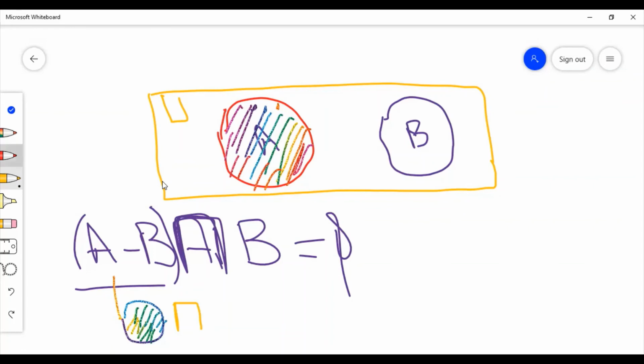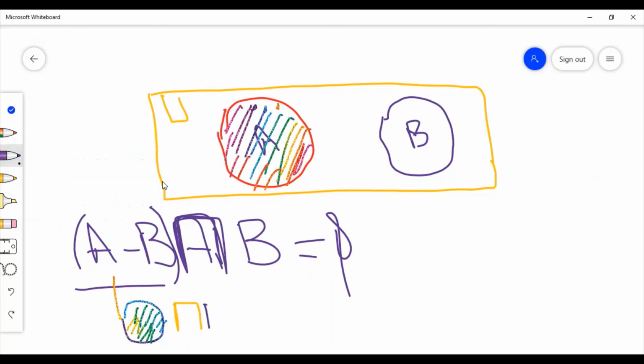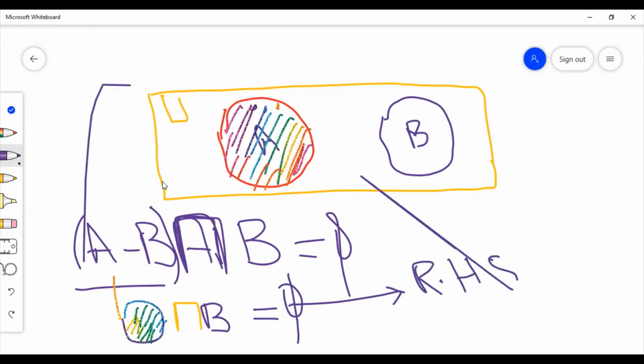So B and the A minus B intersection: intersection means nothing is common, no overlapping. So that's why that will be nothing. What I mean to say, nothing means the empty set, and this is our right hand side. Okay.